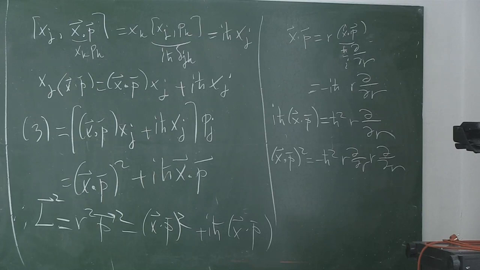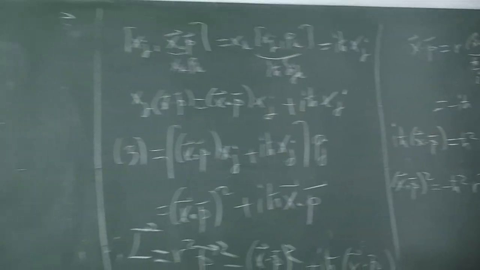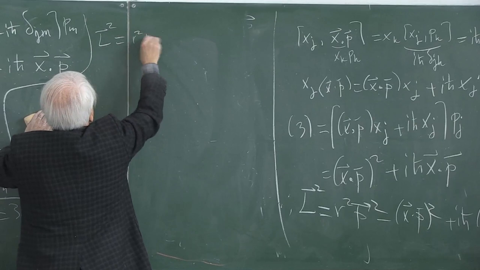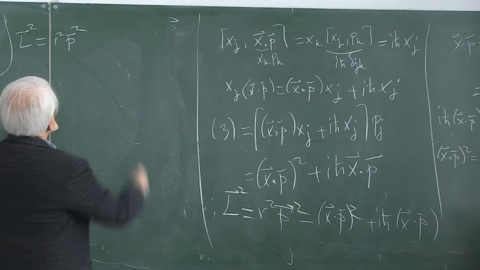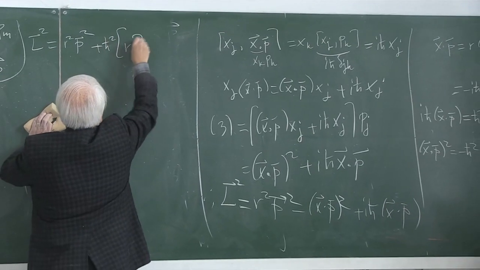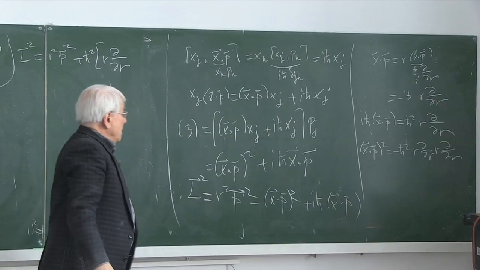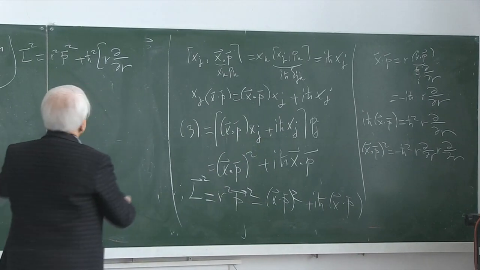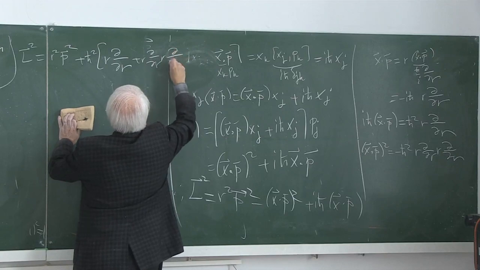So, I'm more or less done. I will put it right here, because I cannot move away. So what is it? L squared is r² p². The first term, iħ x·p is ħ squared r d/dr. The first one, that one. Minus (x·p)² plus r d/dr, r d/dr.